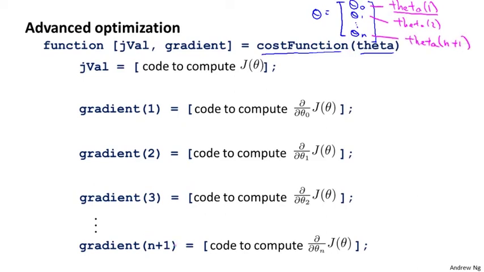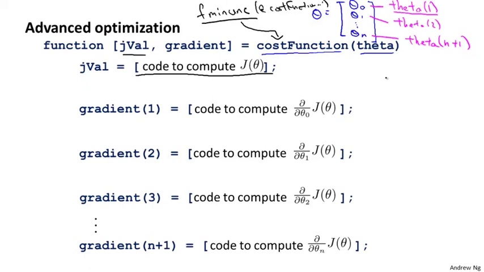What we needed to do was provide a function called cost function that we would then pass into what we saw earlier, fminunc, the f min unconstrained, which would take the cost function and minimize it for us. So the two main things that the cost function needed to return were first jVal, and for that we need to write code to compute the cost function J of theta.